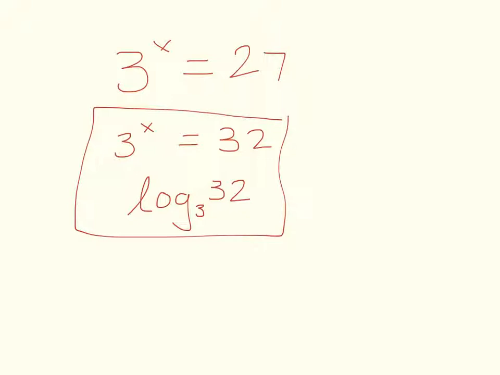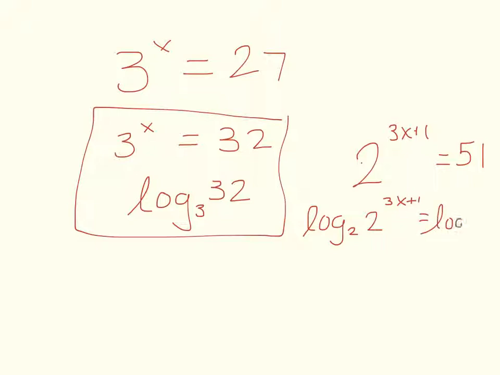So for example, if you had 2 to the 3x plus 1 equals 51, we can use a logarithm to undo that exponential, and we can take the log base 2 of both sides. On the left side, that leaves us with 3x plus 1 equals log base 2 of 51. You can evaluate log base 2 of 51 on your calculator and then finish solving for x from there by subtracting 1 and dividing by 3.